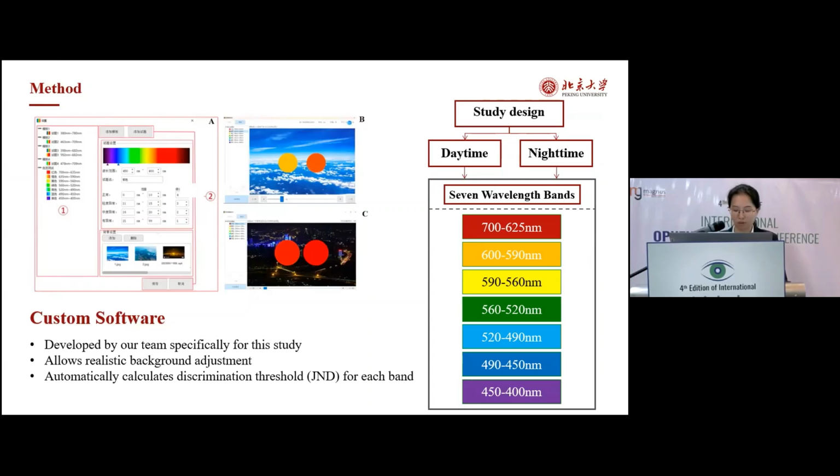Importantly, the software allows us to simulate realistic day and night backgrounds, adjusting both luminance and color temperature to match typical environmental conditions. The entire test takes less than 5 minutes to complete, making it suitable for a clinical setting. The software is designed to be rapid, repeatable, and patient-friendly, requiring only a simple button press to respond.